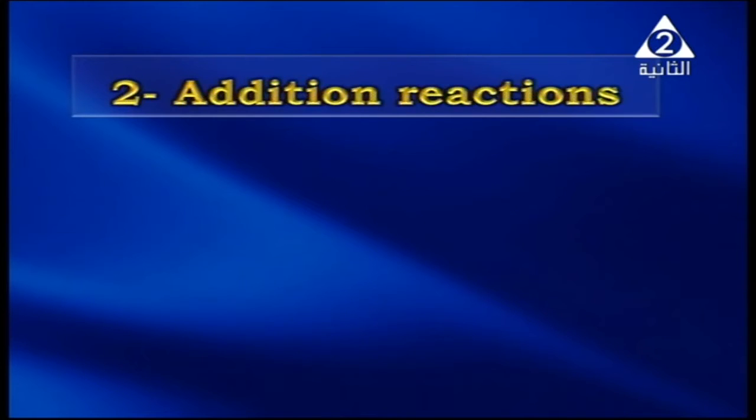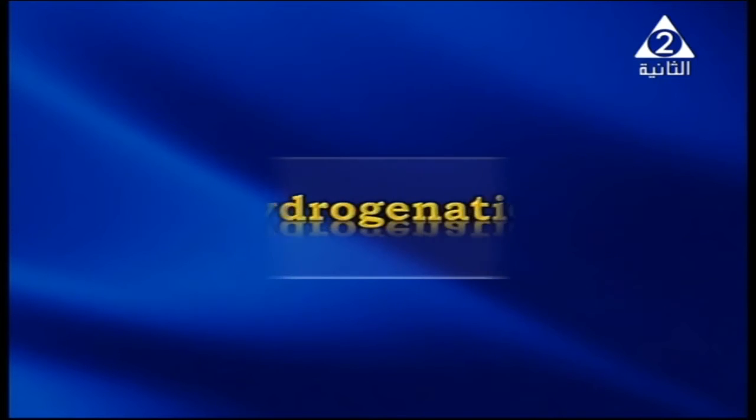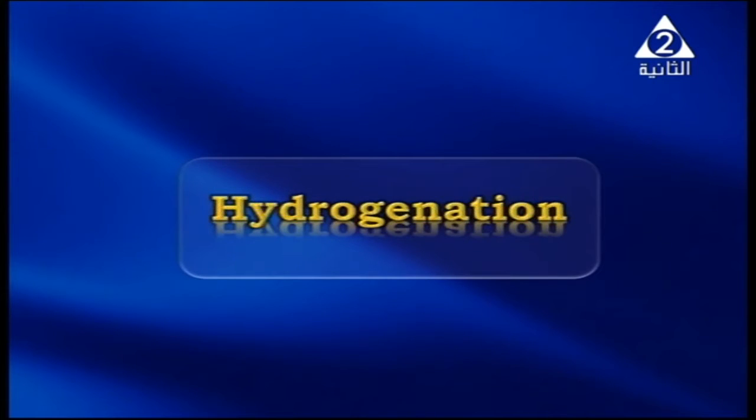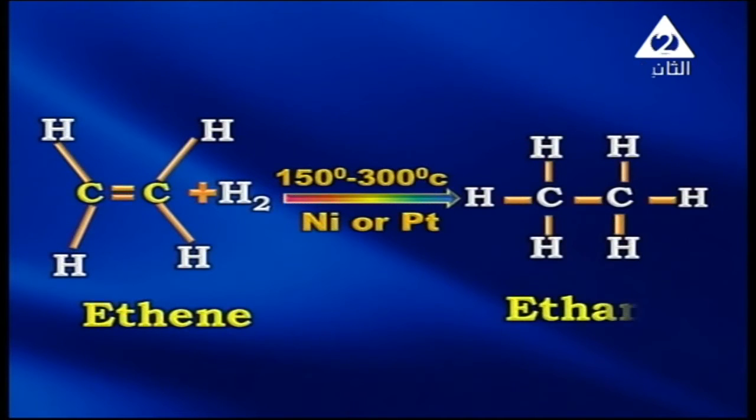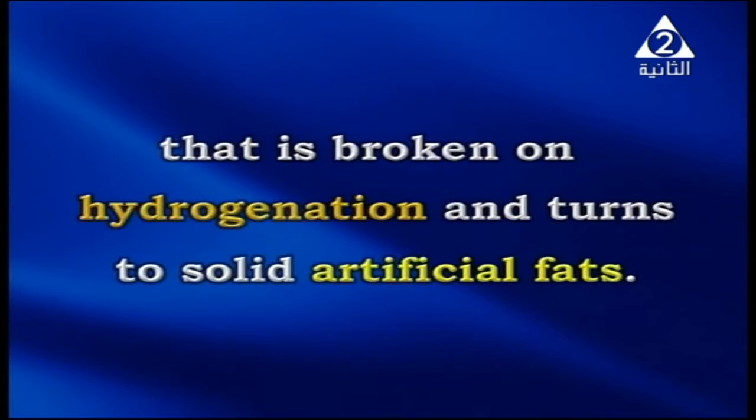Now, my dear students, we are going to discuss the chemical reactions of ethylene. The chemical reactions of ethylene are addition reactions, as the pi bond is broken and a saturated compound is formed. The first type is hydrogenation. Here, as shown on the screen, ethene reacts with hydrogen at 150 to 300 degrees Celsius in the presence of a nickel or platinum catalyst, forming ethane. So my dear students, unsaturated vegetable oils such as maize oil contain double bonds between the carbon atoms, which are broken on hydrogenation and turn into solid artificial fats.